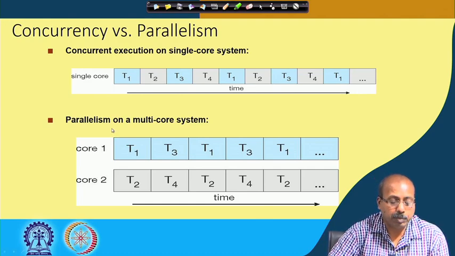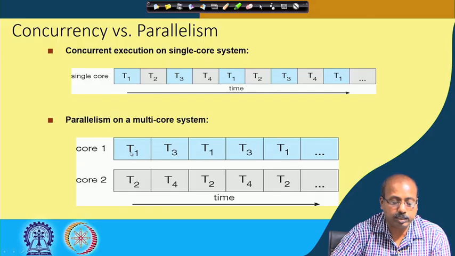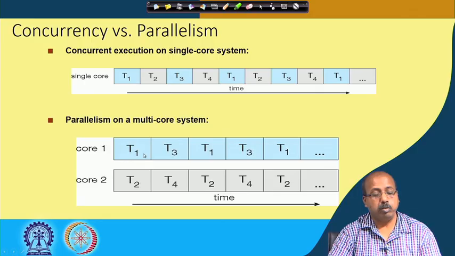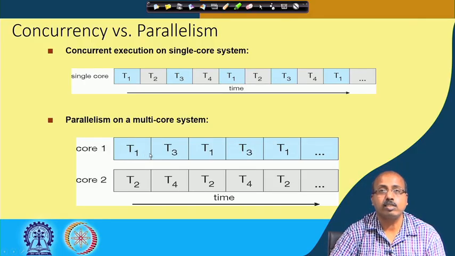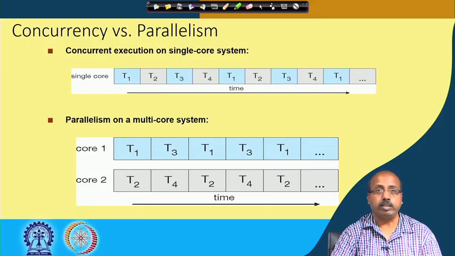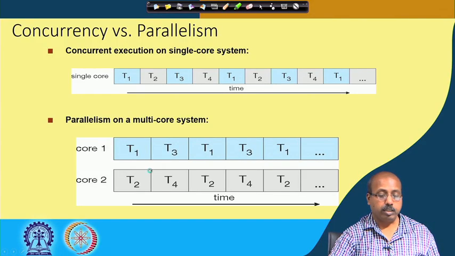We get parallelism here because T1 and T2 are progressing parallelly, T3 and T4 are progressing parallelly, and we also have concurrency because at any point of time all the tasks have executed up to some point. That way we have both parallelism and concurrency in a multi-core system.